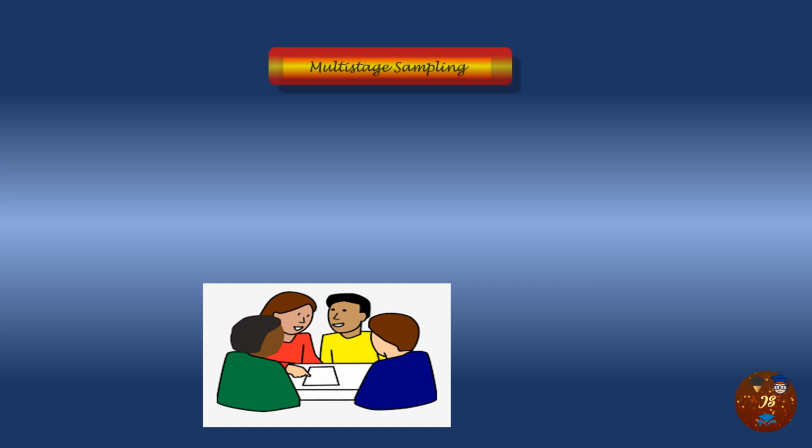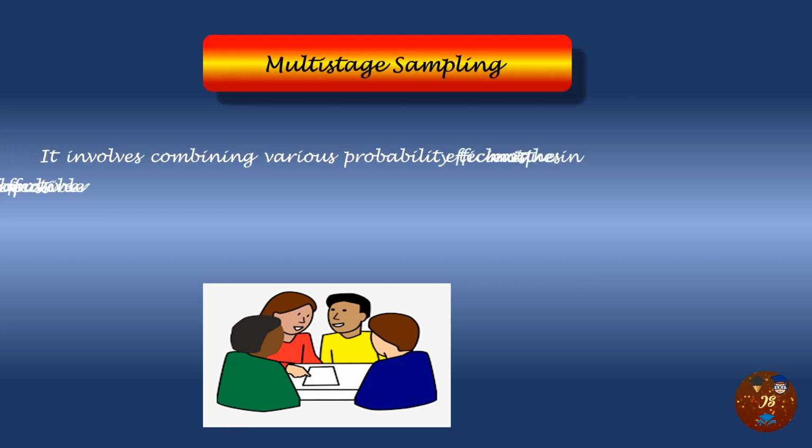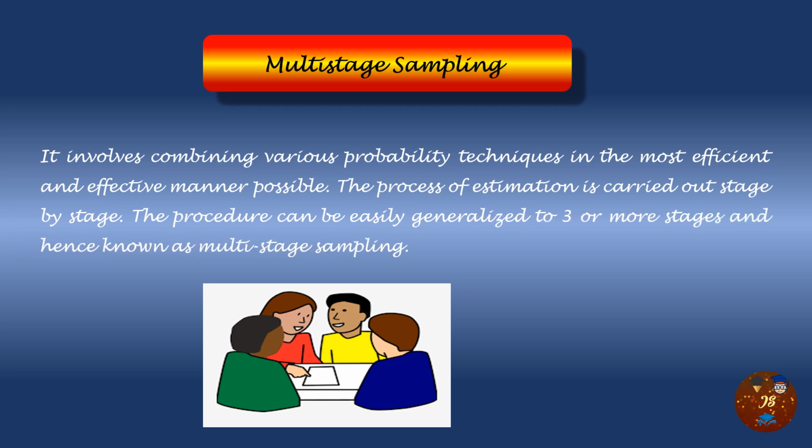And the last one is multi-stage sampling. It involves combining various probability techniques in the most efficient and effective manner possible. The process of estimation is carried out stage by stage. The procedure can be easily generalized to 3 or more stages and hence known as multi-stage sampling. That means different types of research work need different types of techniques.